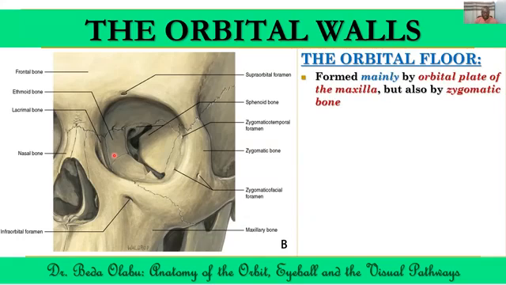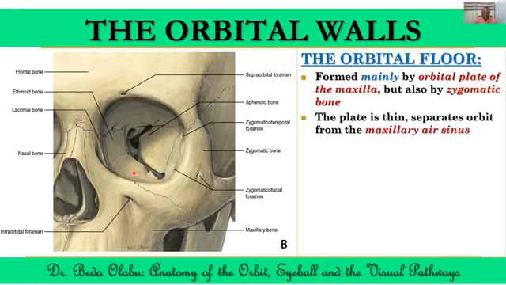We can now look at the bones on the floor of the orbit. The floor of the orbit is this one. The floor of the orbit is formed mainly by the orbital plate of the maxilla bone, which is the one pointed here. However, anteriorly and perhaps anterolaterally, the floor is also formed by the zygomatic bone, that particular region there.